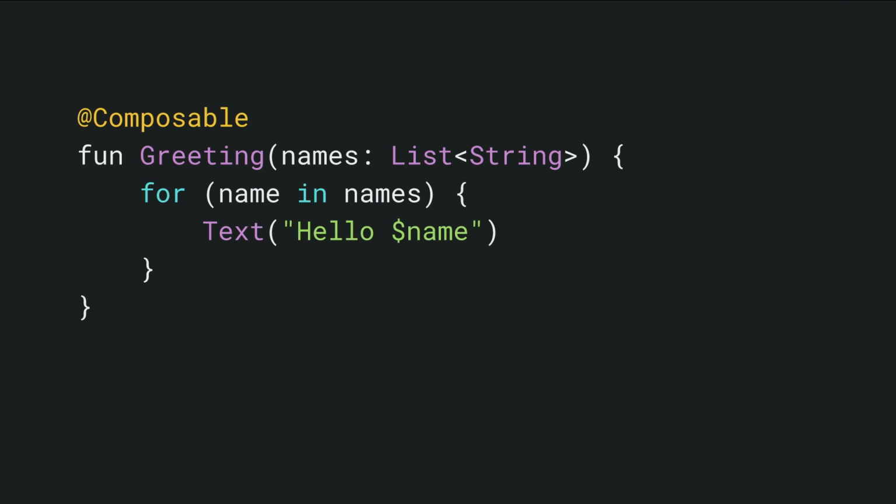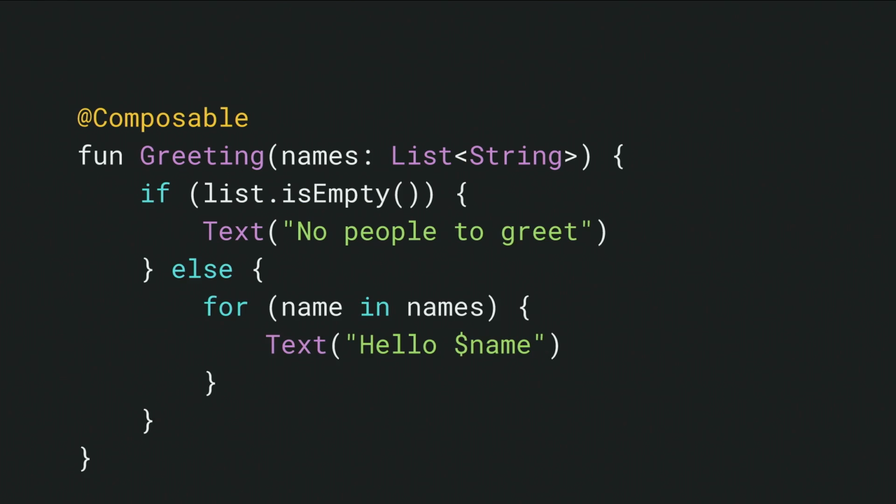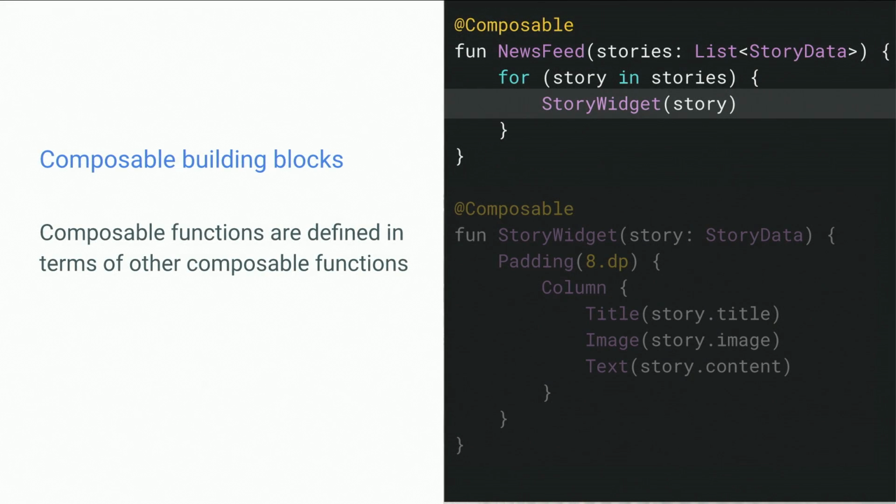If we want to iterate over a list of names, we can greet a whole bunch of people all at once. We can also have logic to show something completely different when the list is empty. But the most important thing about composable widgets is that they're composable. Compose makes it trivial to define your own composable functions and reuse them throughout your application. Your UI hierarchy is built by having composable functions call other composable functions.